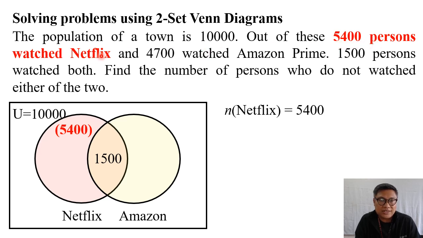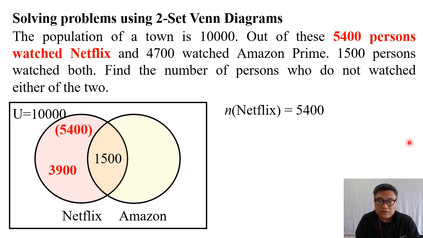So in this case, 5,400 persons watch Netflix. So the total number class is 5,400 for Netflix. However, we already have the 1,500 as part of the 5,400. So if you're going to find the number of persons who watch Netflix only, we need to subtract 5,400 by 1,500, and that would be 3,900. So again, if you add this 3,900 and the 1,500, it goes back to 5,400 total.